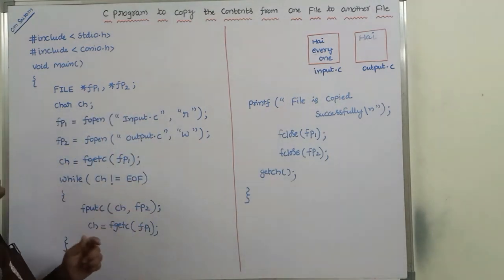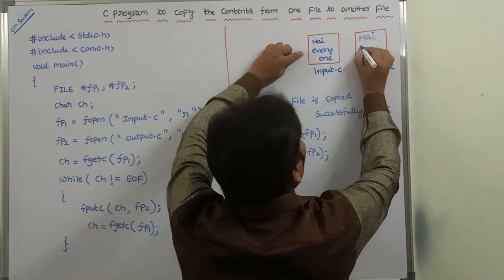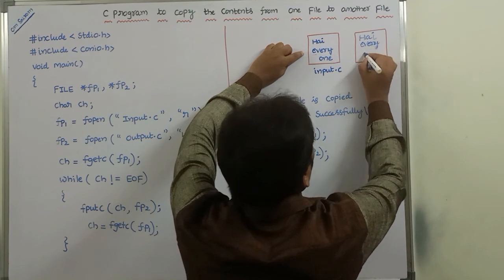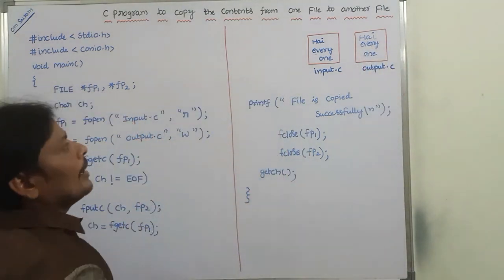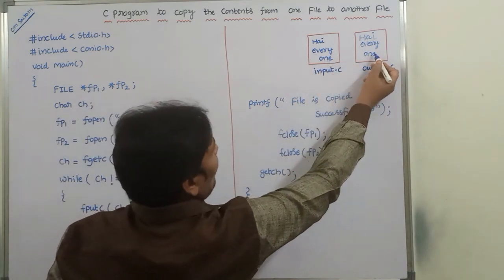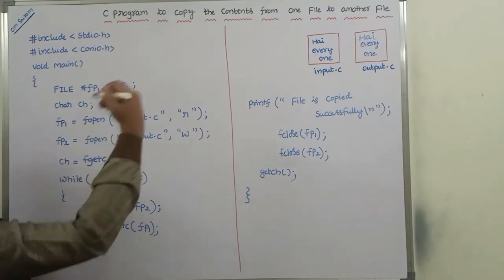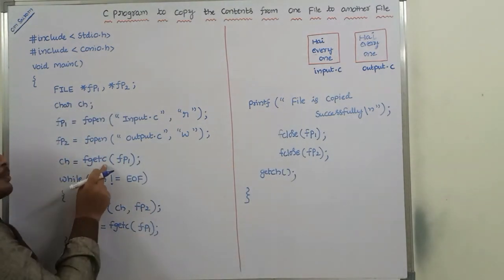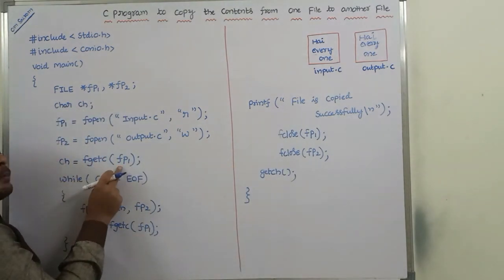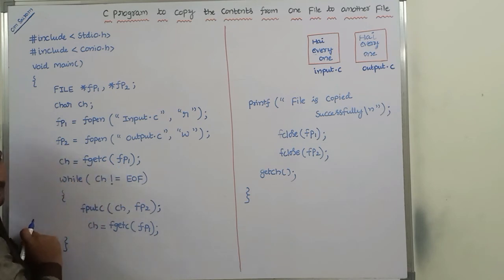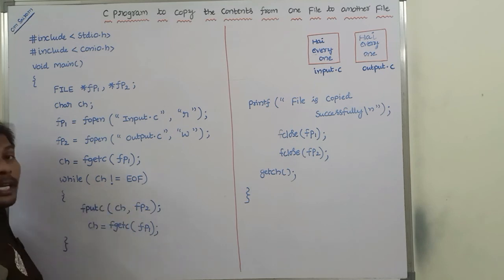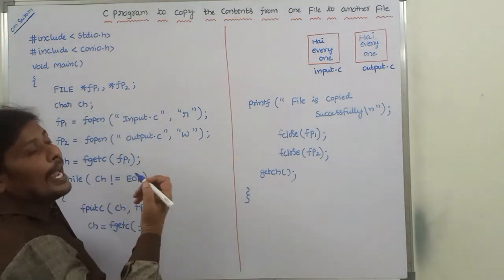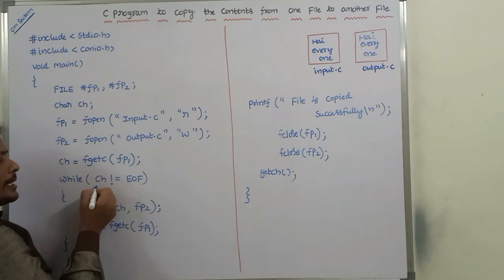In this way, all the characters are written one by one. After copying the last character E, the file pointer is incremented again. Next one is the last one, space. That space is read from the input.c file pointed by fp1 and assigned to ch. Now check whether ch is not equal to EOF. After E there are no characters, which indicates the end of the file. So here this condition is false.